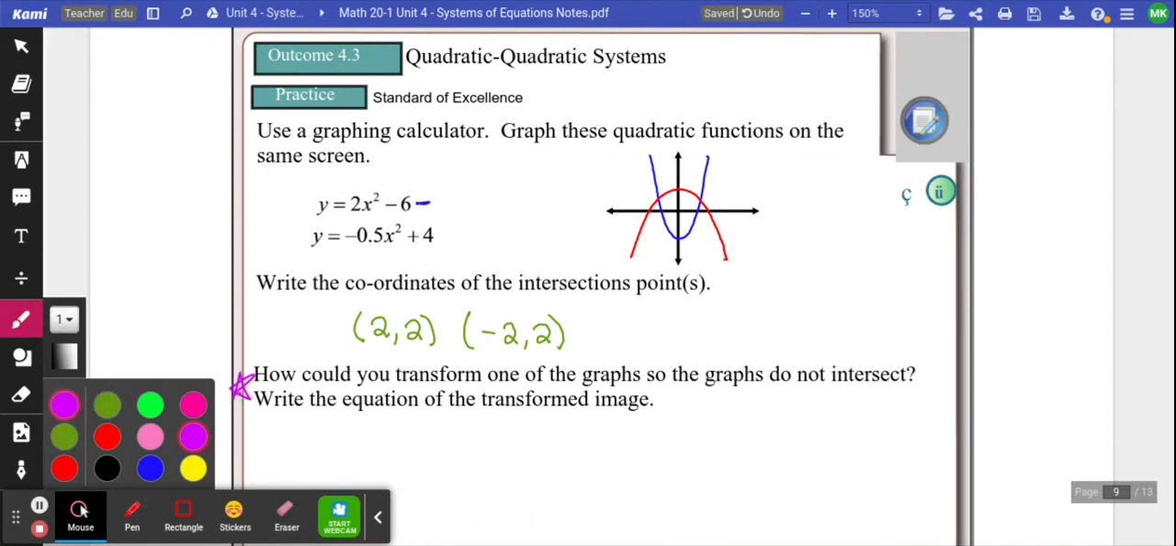is the trick. So how could you transform one of the graphs so the graphs do not intersect? Write the equation of the transformed image. I want you to pause the video, think about it for a second, say, how could I transform, that means move, how could I move one of those graphs so that there's no intersection points? So think about it for a minute, see if you can get a solution to that problem.